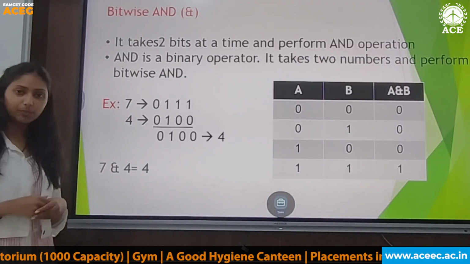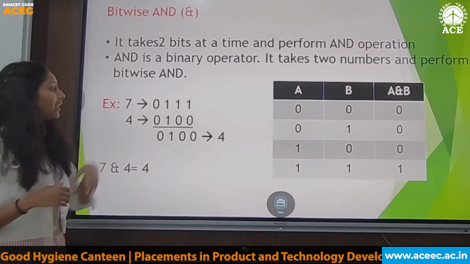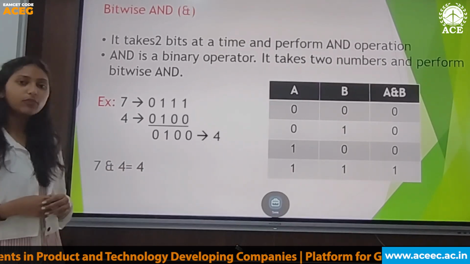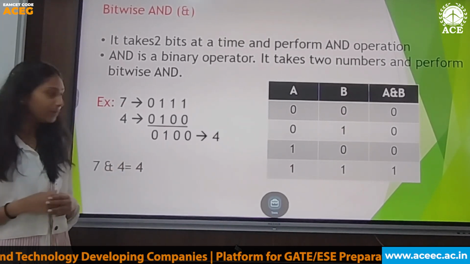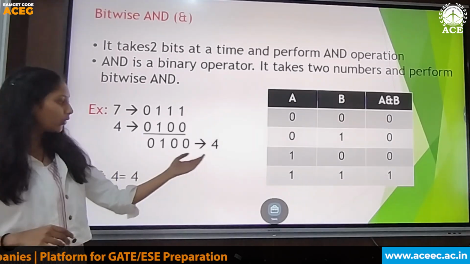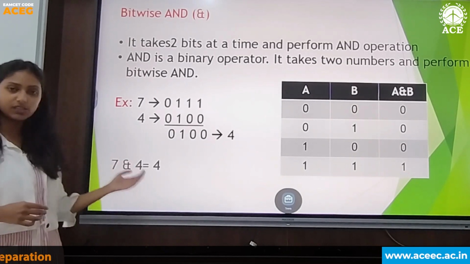Let us take an example. The binary representation of 7 is 0111 and the binary representation of 4 is 0100. Let us perform the AND operation using the truth table. If both the inputs are high, the output is high. Finally, when we perform the AND operation, 7 & 4 is equal to 4.